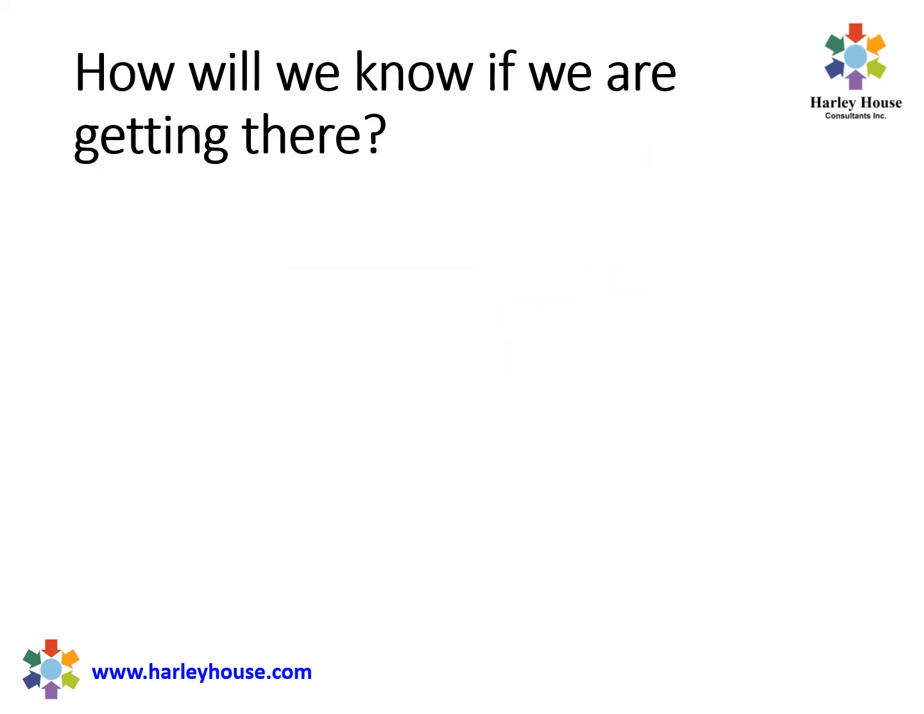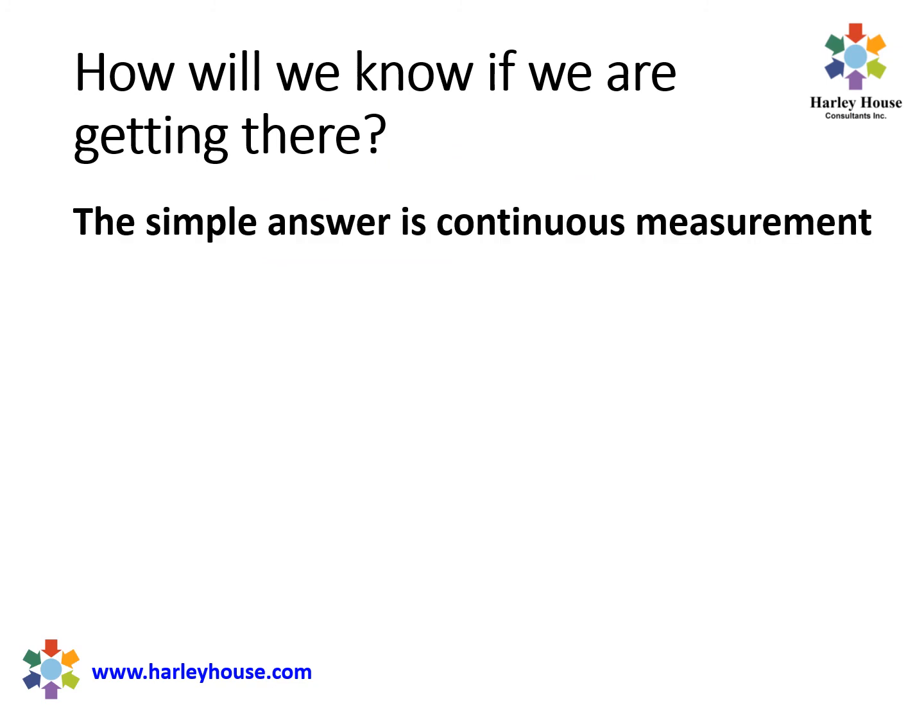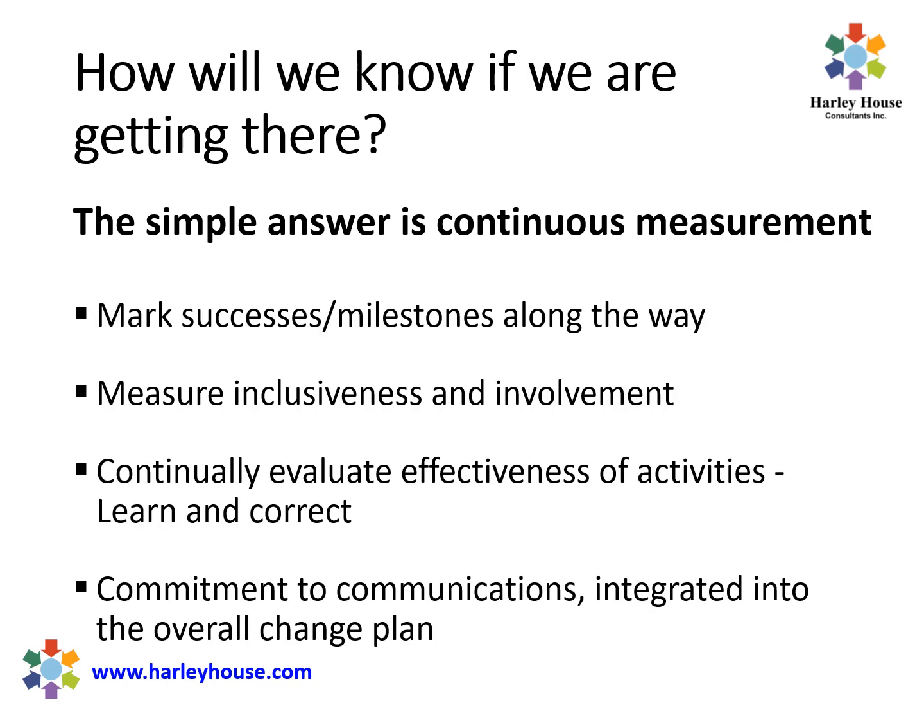So how will we know if we are getting there? The simple answer to this final question is continuous measurement. You must track successes and milestones at all three stages, measure the level of inclusiveness and involvement from start to finish, continually evaluate effectiveness. Rarely is there a straight line to the finish. Learn and correct along the way. Finally, track the commitment to sustain communications. Communications must be integrated into the overall change plan and properly executed.